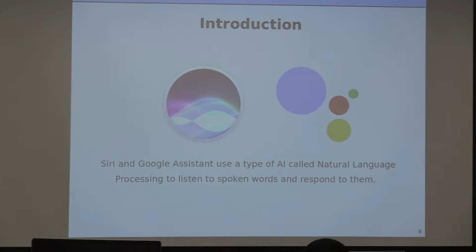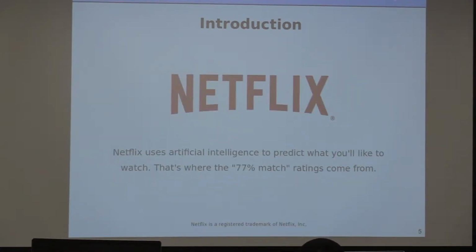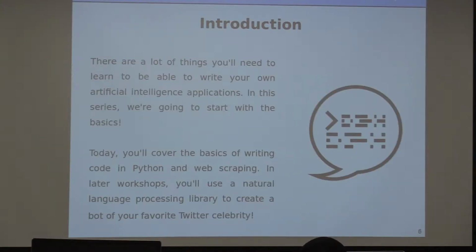So everybody knows about Siri. We know about Google Assistant. They actually use natural language to help with that. So AI is becoming more and more of a common everyday situation. And even Netflix. That match rating you always see is there because they're analyzing what people liked, and will try to match what they're interested in to different shows.